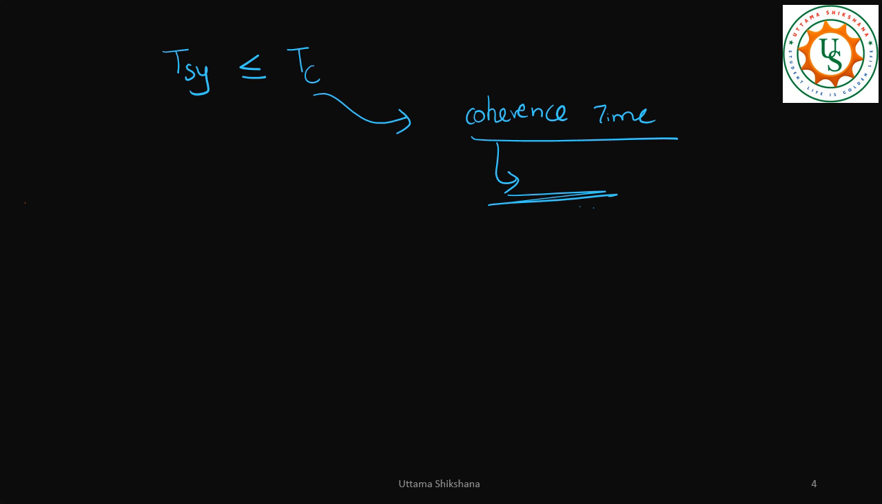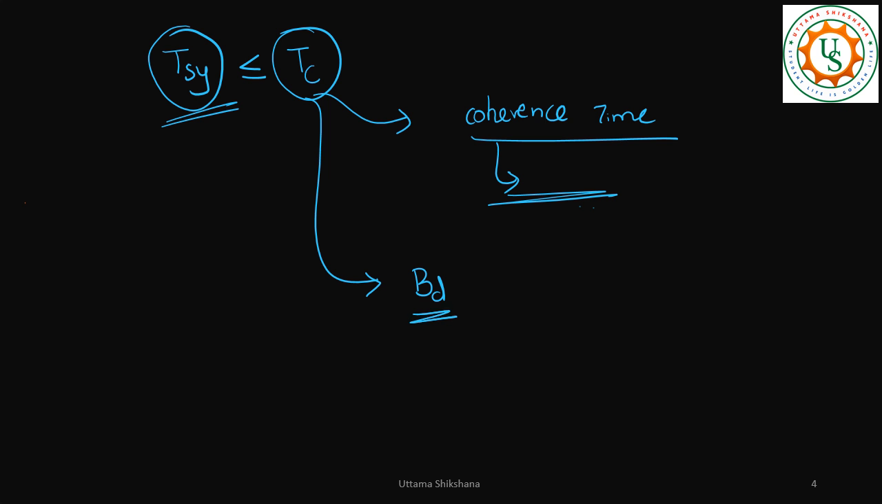So my symbol duration should be chosen in such a way that it should be within the coherence time. This coherence time is related to the frequency parameter, that is BD, which is Doppler spread.